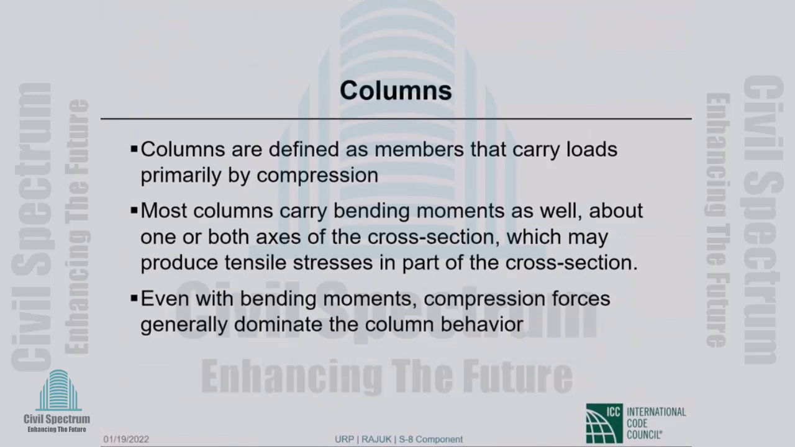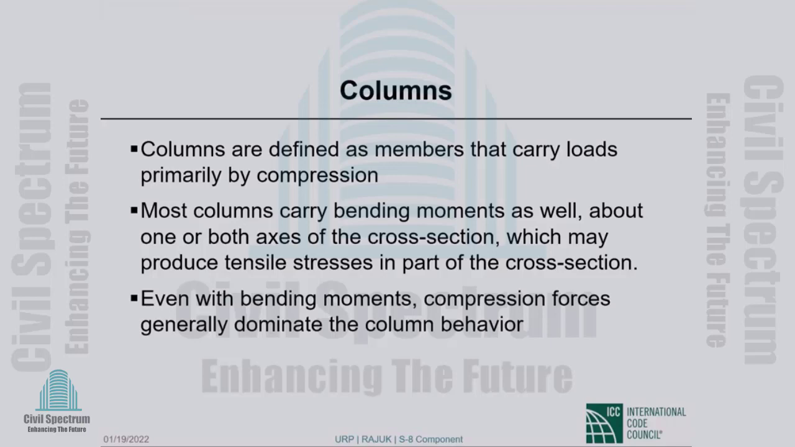We will start with what columns are. Until you go into high seismic applications, seismic design categories D, E, and F in chapter 21 of ACI 318, there is no formal distinction between a beam and a column. It tends to be somewhat unnecessary to make that distinction until you get into high seismic applications.